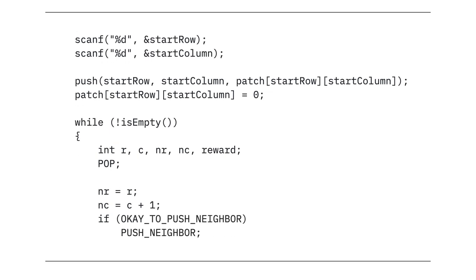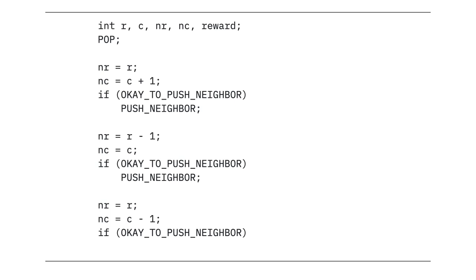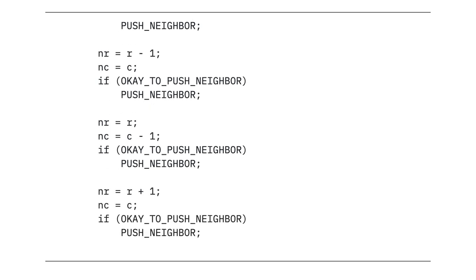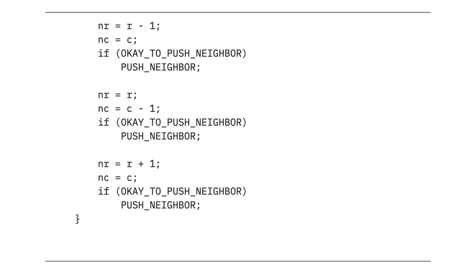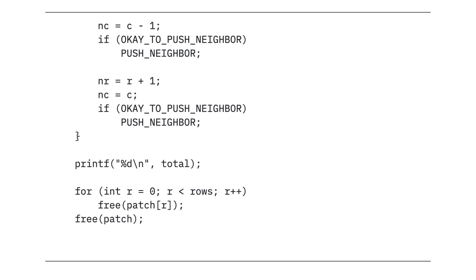If you remember, the OK to push neighbor preprocessor definition uses the values of nr and nc to check whether there is a neighboring pumpkin at that position, and the push neighbor definition pushes the pumpkin position and value to the stack and removes the pumpkin from the patch. We then repeat for the cells above, to the left, and below the popped pumpkin's position. And when the stack is empty, we simply output the total.